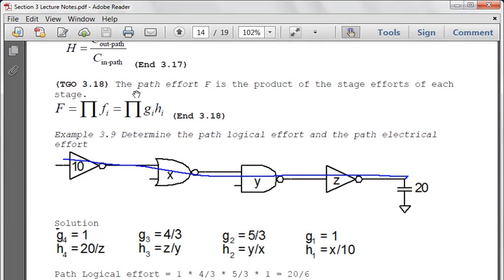And then for the path electrical effort, we have some capacitance that has to be driven, Z. And remember, using this definition, output over input, Z over Y. So this becomes 20 over Z times Z over Y times Y over X times X over 10. Then these just start canceling out. So this just becomes 20 over 10, which is 2.